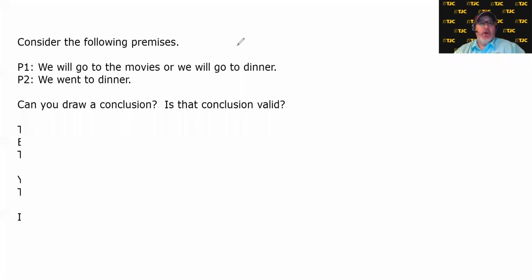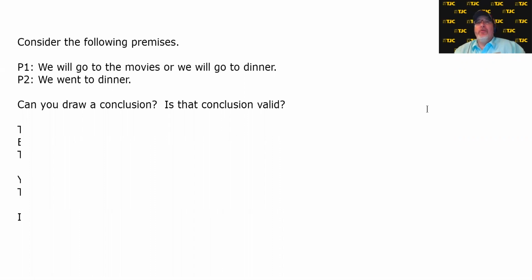Premise 1: We will go to the movies or we will go to dinner. Premise 2: We went to dinner. Can you draw a conclusion? And of course, is that conclusion valid? You should already know the answer to the second part. Well, let's think about it.